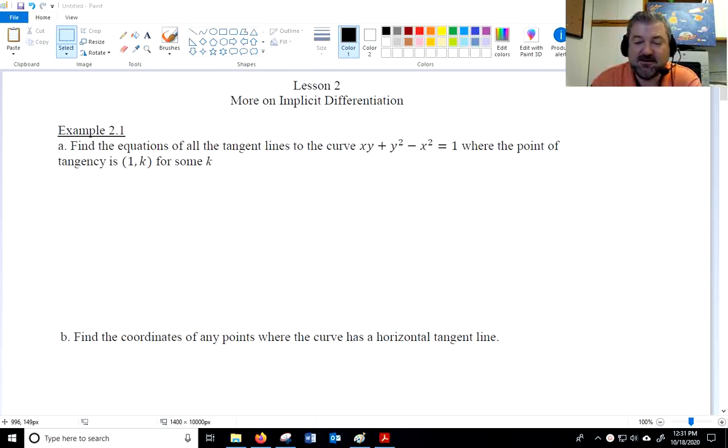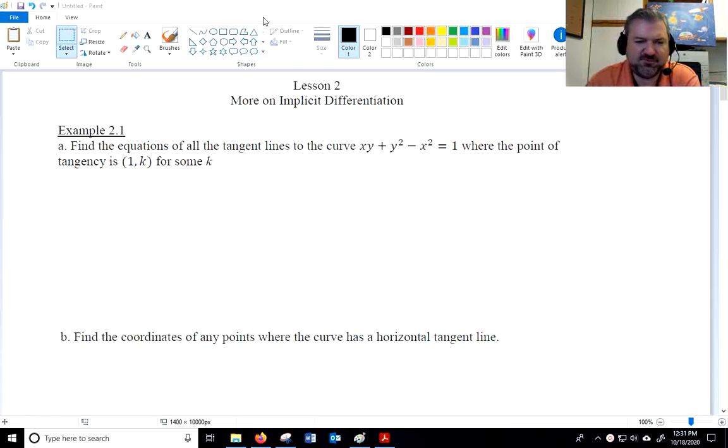Hey, welcome back. This is lesson 2 in Unit 4 of Calculus AB, our AP Calculus course. We'll be looking at a little bit more implicit differentiation in this lesson, looking at some more applications for vertical tangent lines, horizontal tangent lines, equations of tangent lines, things like that. So let's get right to it.